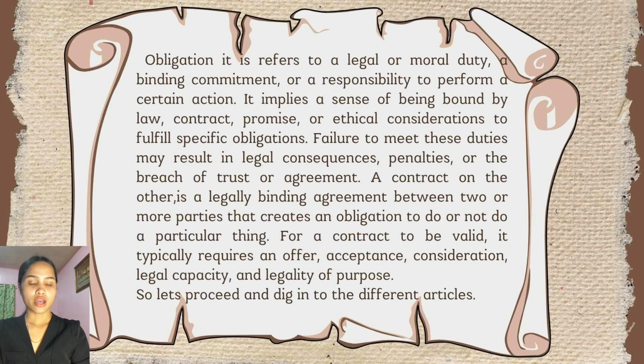A contract, on the other hand, is a legally binding agreement between two or more parties that creates an obligation to do or not to do a particular thing. For a contract to be valid, it typically requires an offer, acceptance, consideration, legal capacity, and legality of purpose. So let's proceed and dig into the different articles.